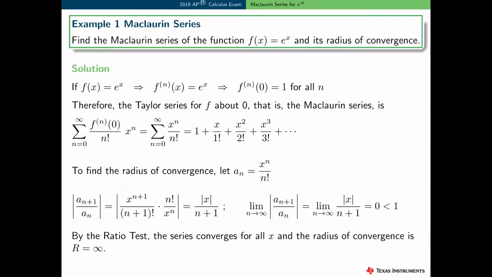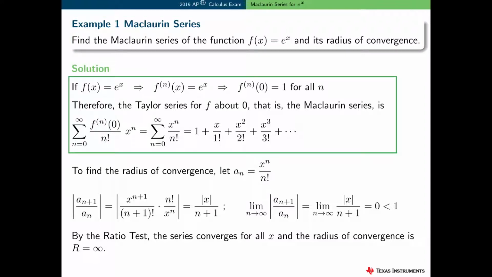Well, let's try an example. Find the Maclaurin series of the function f of x equal e to the x, and while we're here, its radius of convergence. Well, since the nth derivative of e to the x is e to the x, then the nth derivative evaluated at 0 is equal to 1 for all n. So we use this result and the formula for a Maclaurin series. And here's the Maclaurin series for e to the x.